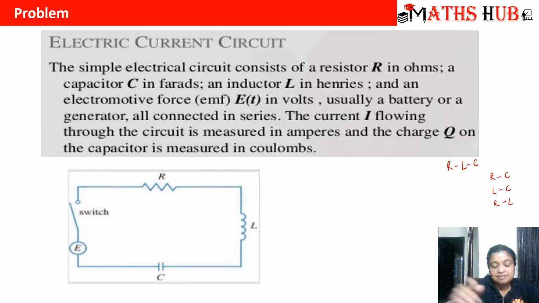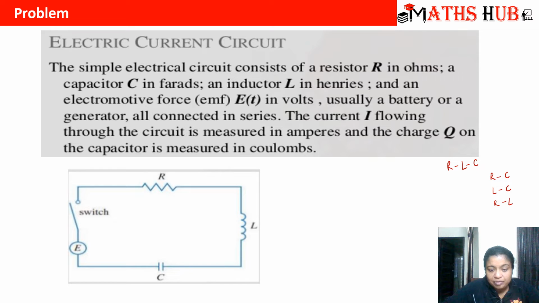So the circuit looks like this. This is the symbol for the resistor. This is the symbol for the capacitor. This is the symbol for the inductor, and this is the symbol for the electromotive force, right? In some cases, the electromotive force can be a constant quantity. In some cases, it might be a variable, right?